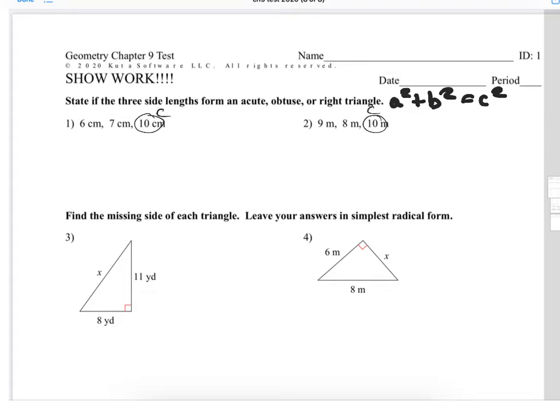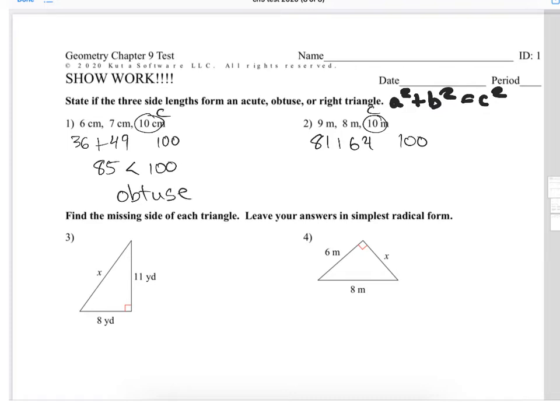So you have to find the bigger number, square everything: 36, 49, and 100; 81, 64, and 100. And then add the two smaller numbers together, the 6 squared and 7 squared. That's going to be 85. And c squared is 100. So since c squared is bigger, this is obtuse.